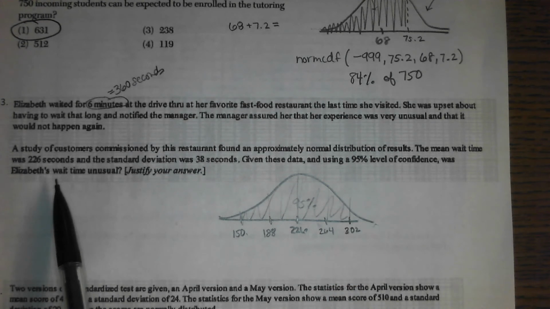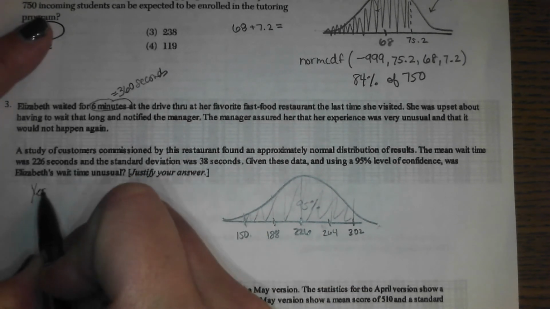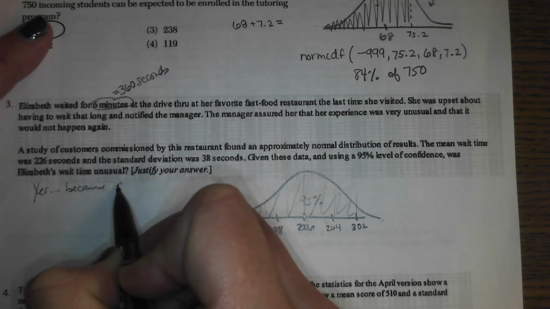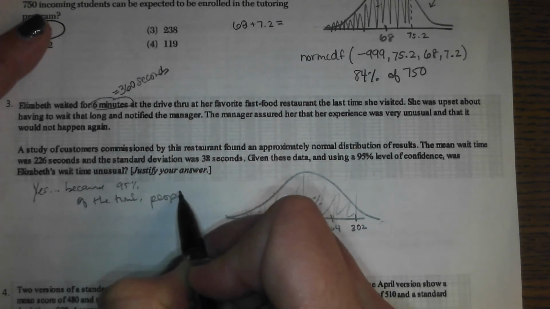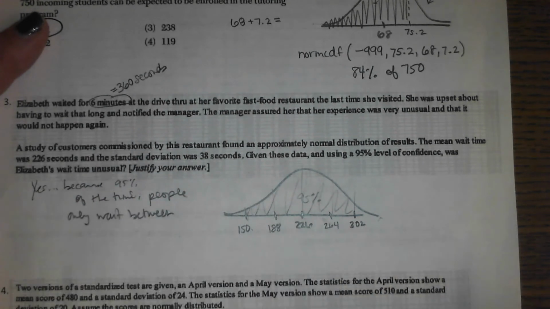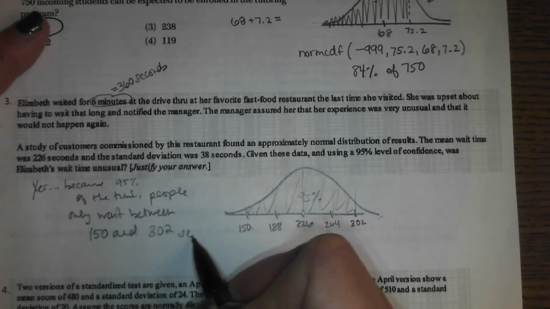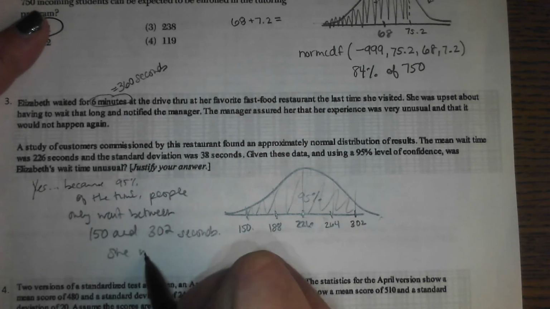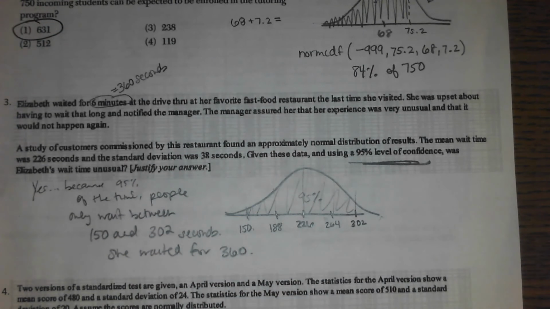So to answer the question, was Elizabeth's wait time unusual? Yes, because 95% of the time, people only wait between 150 and 302 seconds. She waited for 360. So we used our 95% level of confidence because we did our 2 standard deviations on either side. Does that make sense? Okay.